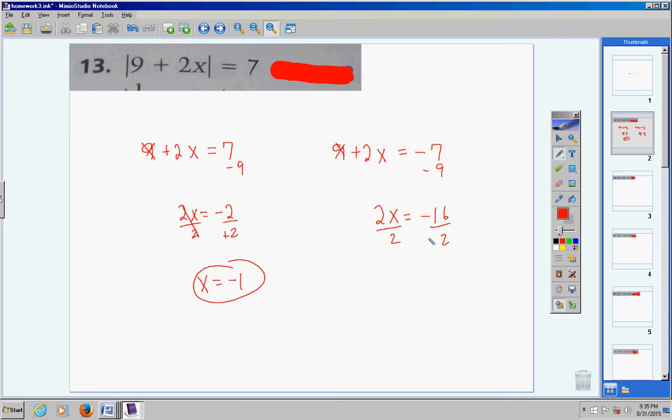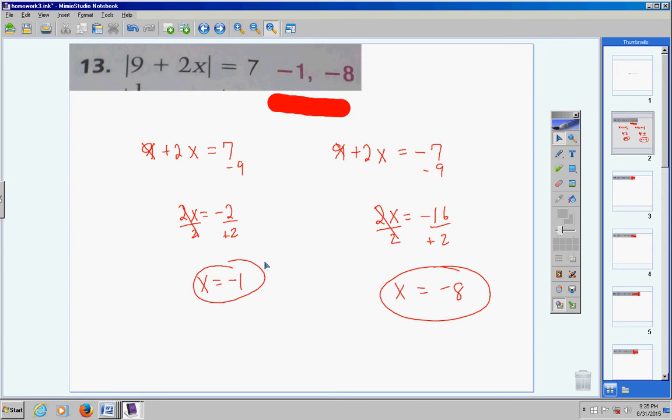A negative divided by a positive is going to be a negative. Over here your 2's cancel. 16 divided by 2 is 8. So your 2 answers are -1 and -8. Both of those answers satisfy this absolute value equation.